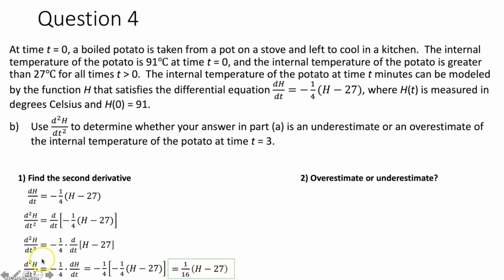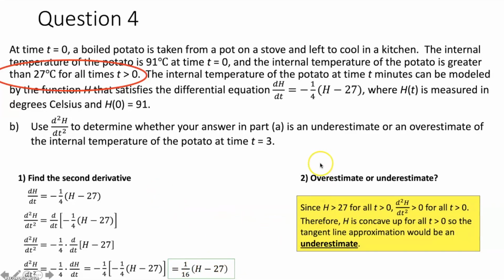So how do we figure out whether our second derivative is positive or negative at time t equals 3? Well, there has to be some information in the question to help us figure that out. Well, it does say that the internal temperature of the potato is greater than 27 degrees Celsius for all times t greater than 0. That means for any time t greater than 0, the internal temperature of the potato, or h, has to be greater than 27. Meaning, if h has to be greater than 27 at time t equals 3, then your second derivative has to be positive. Meaning, your original function is going to be concave up on that given interval, meaning your tangent line approximation is going to be an underestimate.